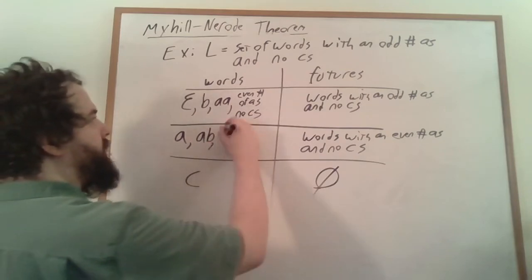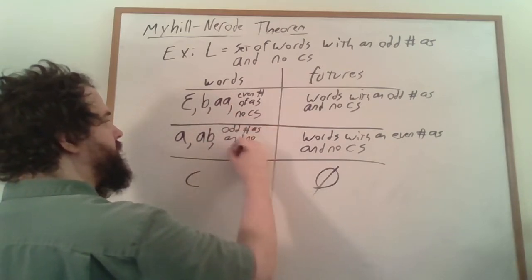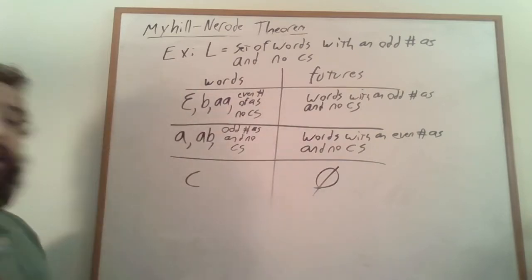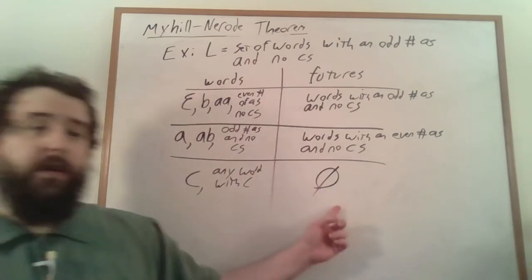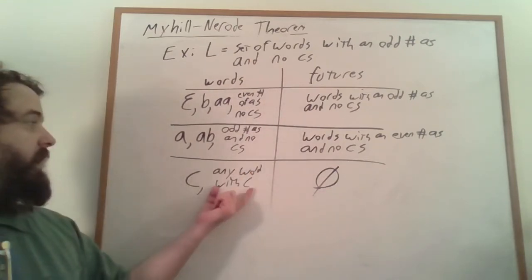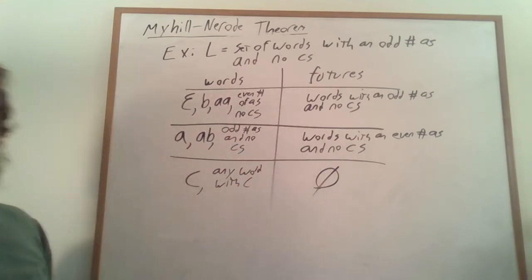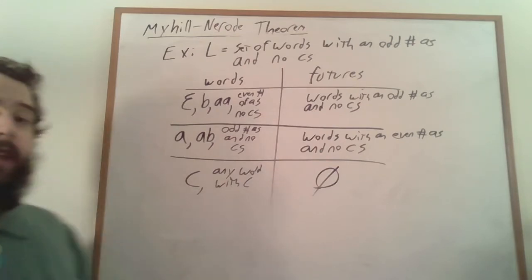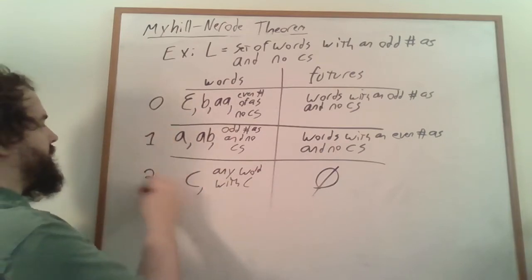And words with an odd number of A's and no C's are going to fall into the second equivalence class. And finally, any word with C is not going to have a future, and so it's going to fall into this third equivalence class. These three equivalence classes define the three states of our minimal automaton recognizing this language. Let's call this state 0, let's call this state 1, and let's call this state 2.